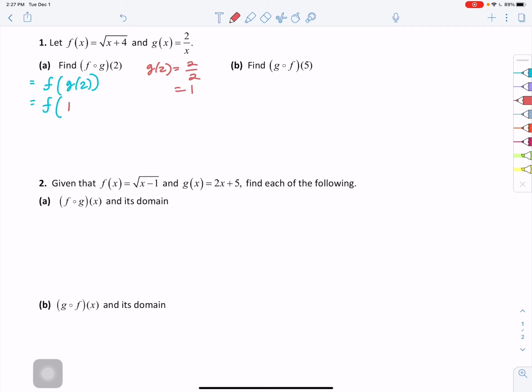So now all I have to do is find f of 1. If I go into the f function, I'm going to take the square root of 1 plus 4, and that's equal to the square root of 5.